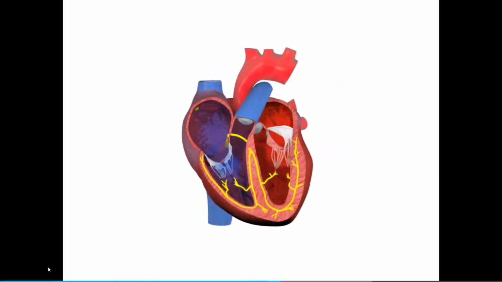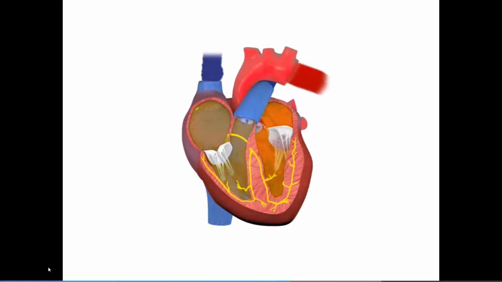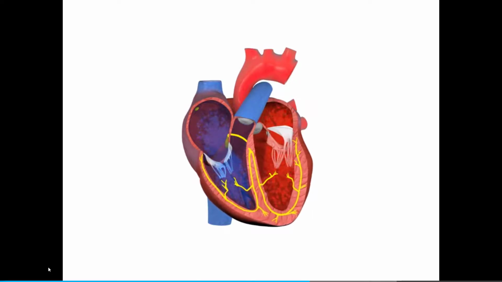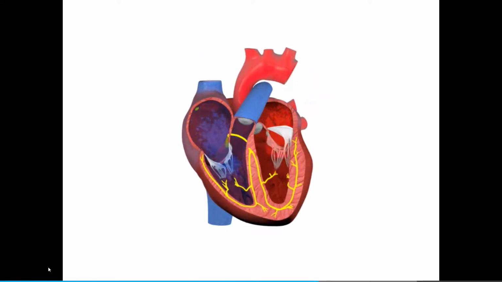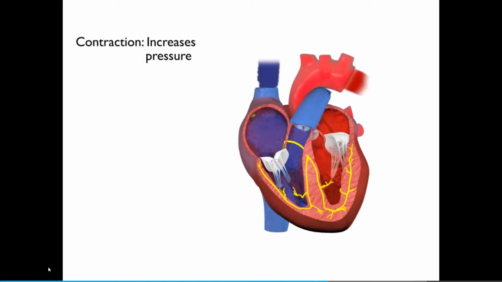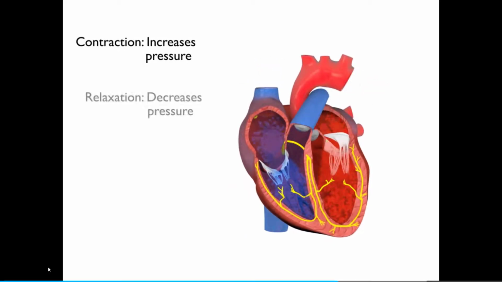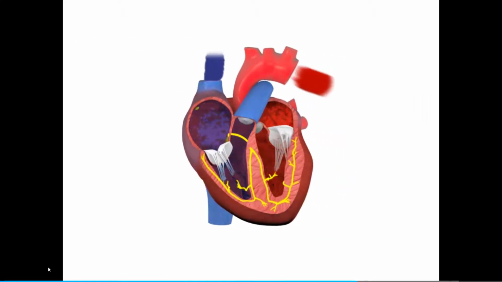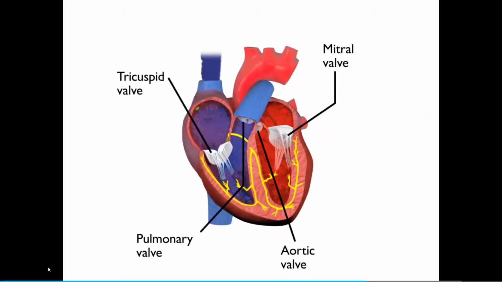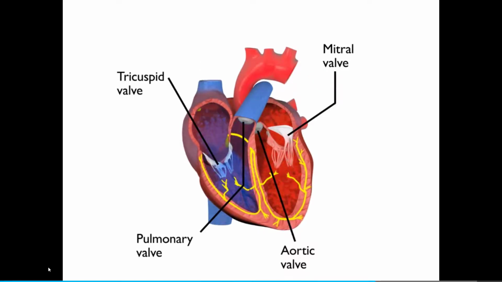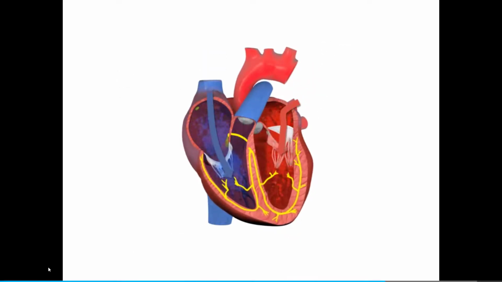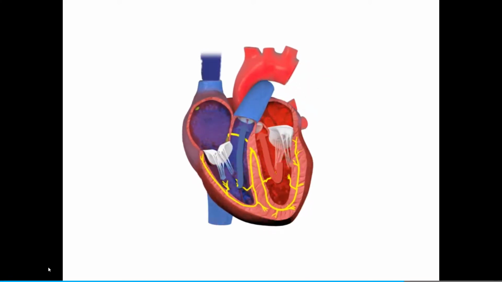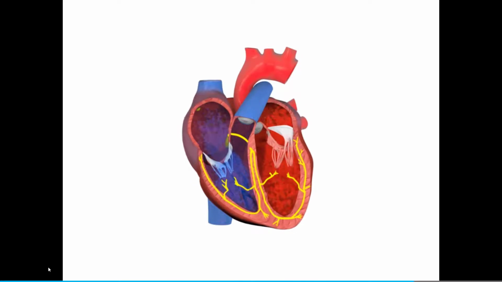Contraction and relaxation of the heart chambers create pressure differences that drive blood through the heart. Blood flows from areas of high pressure to areas of low pressure. Contraction increases the pressure in a chamber, whereas relaxation lowers it. Changes in pressure within the chambers also cause the heart valves to open and close. These valves ensure that blood flows in only one direction through the heart. They prevent the backflow of blood into chambers that have recently emptied.